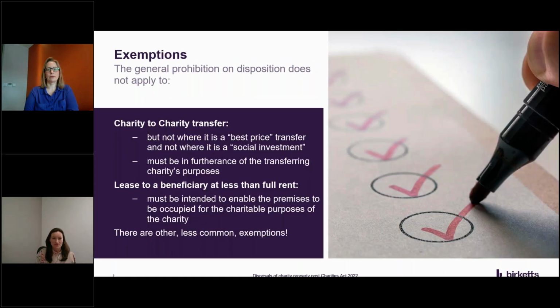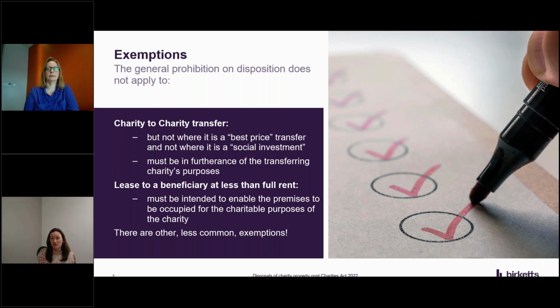So moving on then briefly, I just want to talk about a couple of exemptions. There are some further exemptions. I haven't listed them all here because there's a lot of them. We could do a whole webinar on those. The charity to charity transfer exemption specifies that a charity can make a disposal to another charity for less than best price, less than the open market price, for example, that you would sell on the open market, if it's in furtherance of the selling charity's purposes. You wouldn't need to go through the reporting process, obtaining the report, if you could show that it was in furtherance of the charity's purposes.